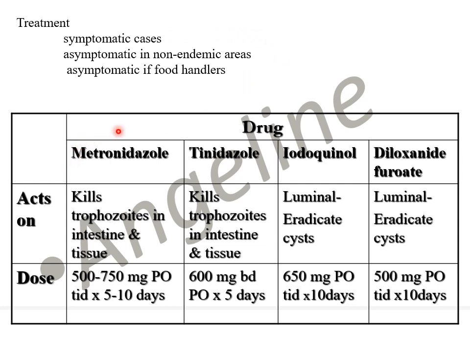So what are the drugs? Metronidazole, tinidazole. I'm not going to go into the pharmacology. Where does it act? It kills trophozoites in the intestine and tissue. This is the disease-producing stage. The dose, you know this. It also kills trophozoites in the intestine and tissue, and you give this dose.